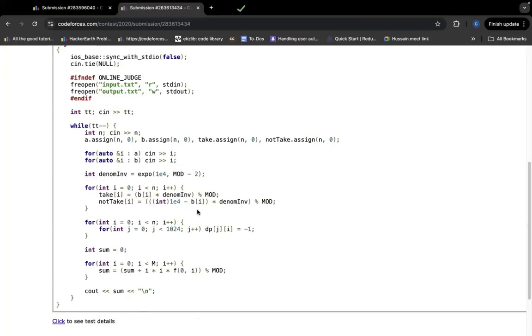Sir, you said take and not take, meaning where have you applied the DP? No, this is not the DP. Do you agree this B array gives me the probability or the numerator?